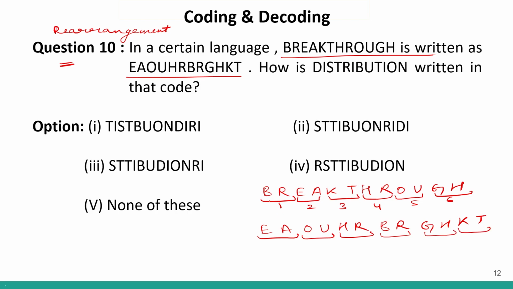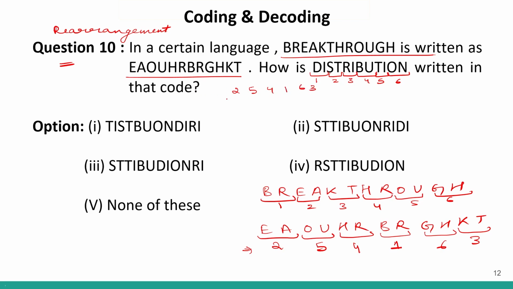Correct? So if I see BR is over here, EA is over here, KT is over here, HR is over here, OU is over here, and GH is here. So basically, if I divide them into pairs, 1, 2, 3, 4, 5, 6 is written as 2, 5, 4, 1, 6, 3. So I'll use the same thing for distribution. So distribution DI will be 1, ST will be 2, RI will be 3, BU will be 4, TI will be 5, and ON will be 6. Now I will arrange them in this same manner, that is 2, 5, 4, 1, 6, 3.